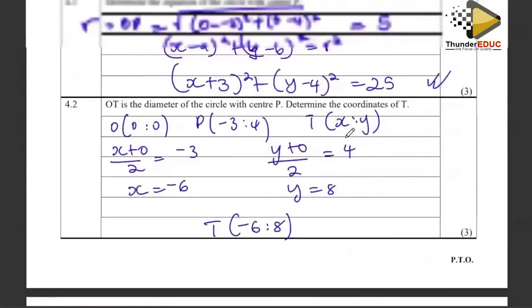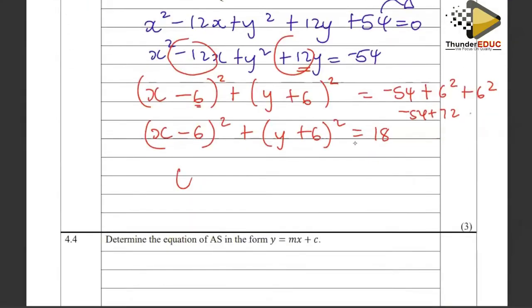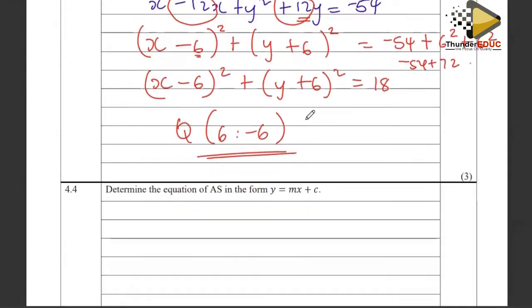What did the question ask for? Coordinates of Q. Since Q is the center, Q is going to be (6, negative 6). All right, so that is how I've gone about that.